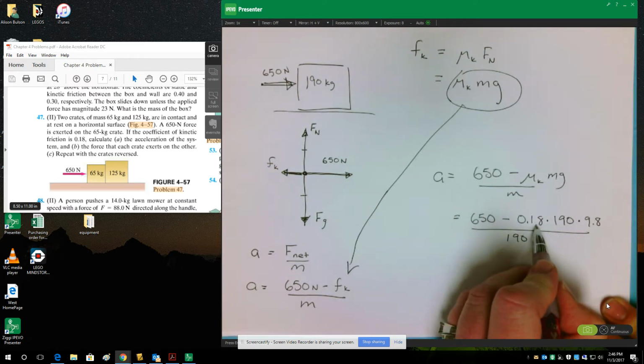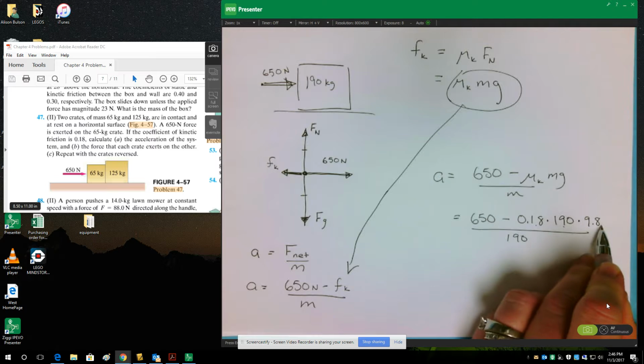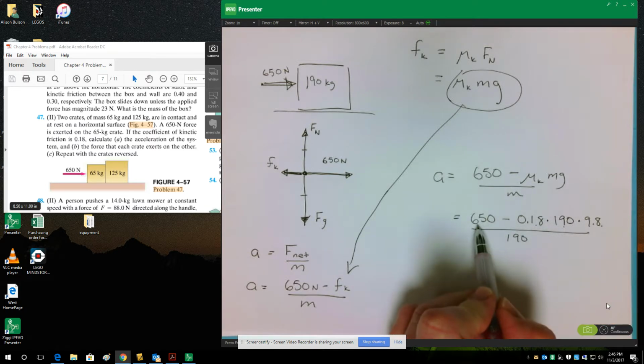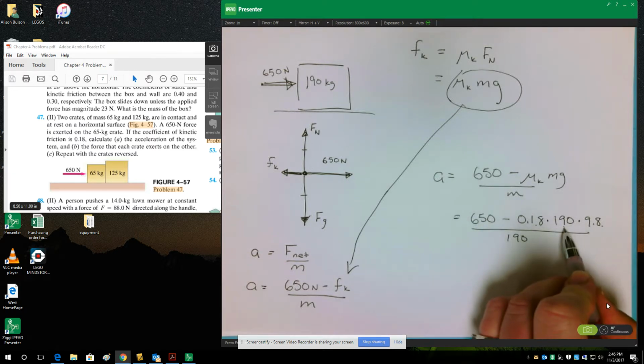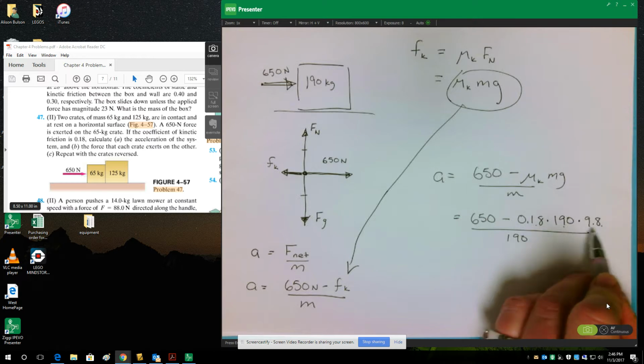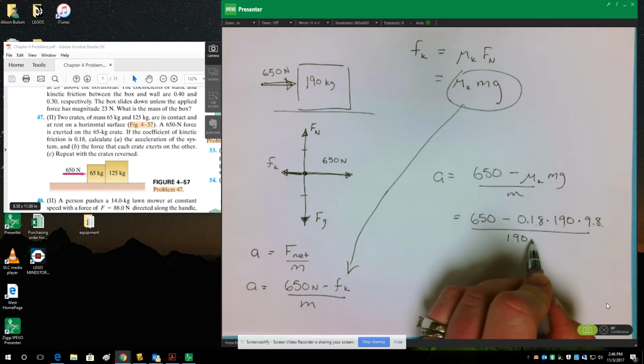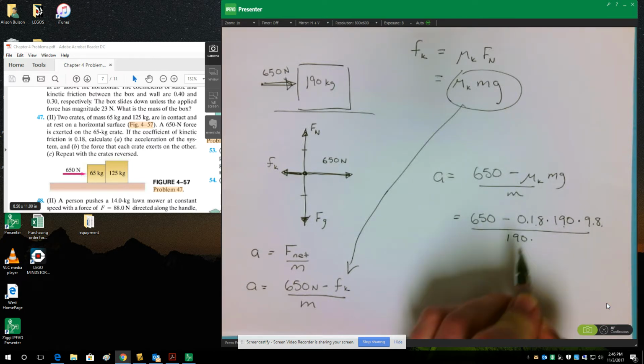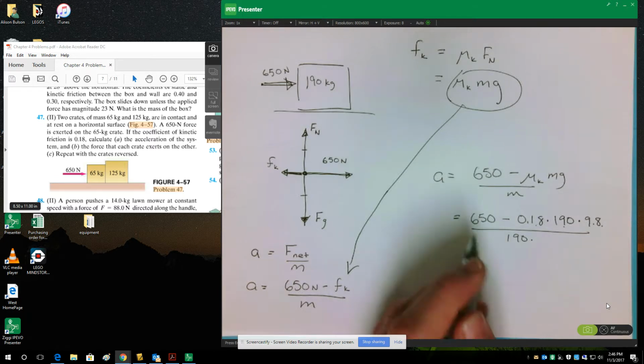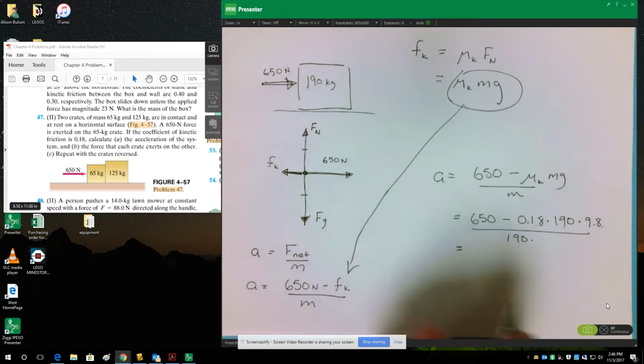And this is unitless. This is kilograms. This is meters per second squared. So I have newtons for 650, kilograms meters per second squared, which are also newtons. All of that's divided by kilograms. So I'm left with units of meters per second squared, which is consistent with acceleration.